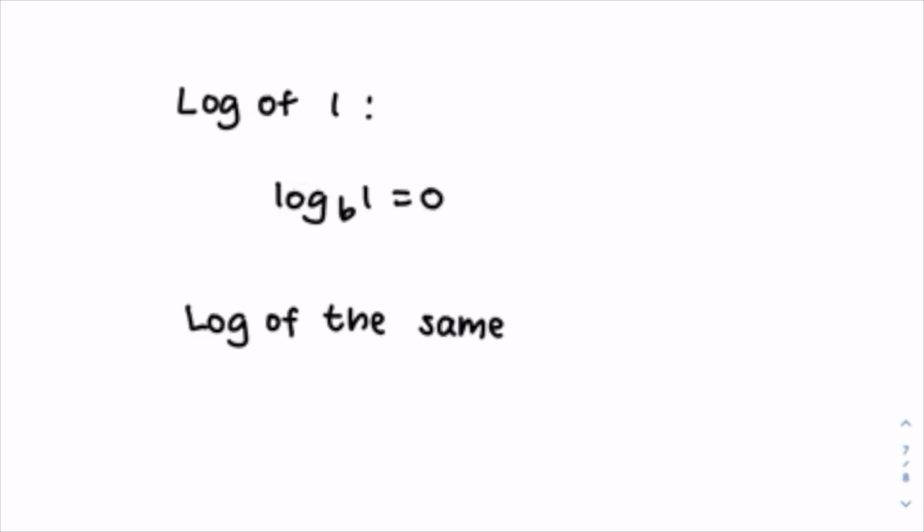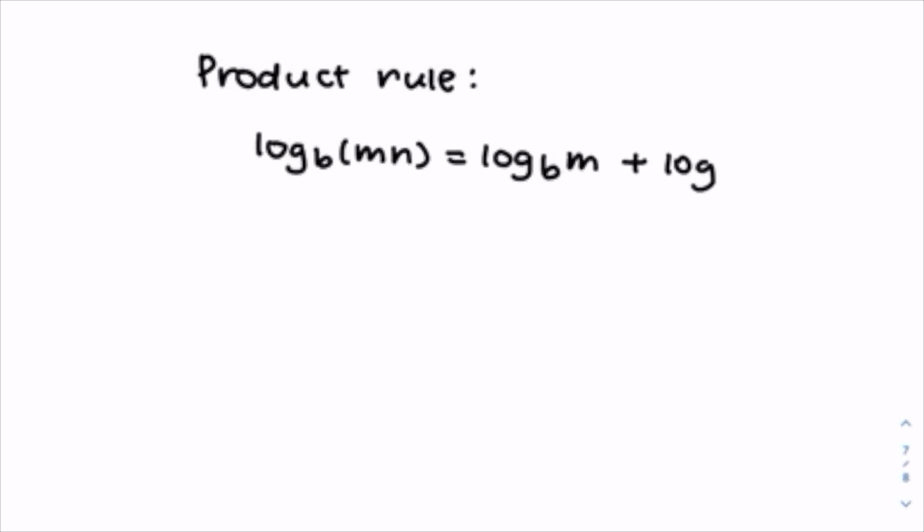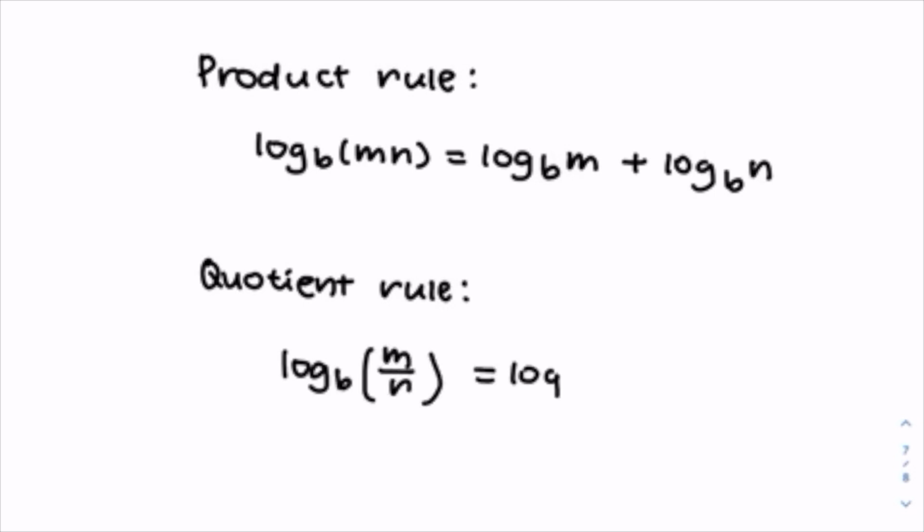Let's talk about logarithm rules. The log of 1 rule is where log base b of 1 equals 0. There's also another rule where the log of the same number as the base, log base b of b, equals 1. The product rule is where log base b of (m times n) equals log base b of m plus log base b of n. The opposite of this would be the quotient rule, where log base b of (m divided by n) equals log base b of m minus log base b of n.